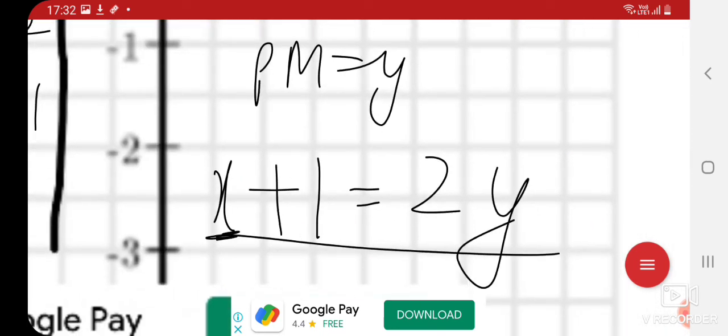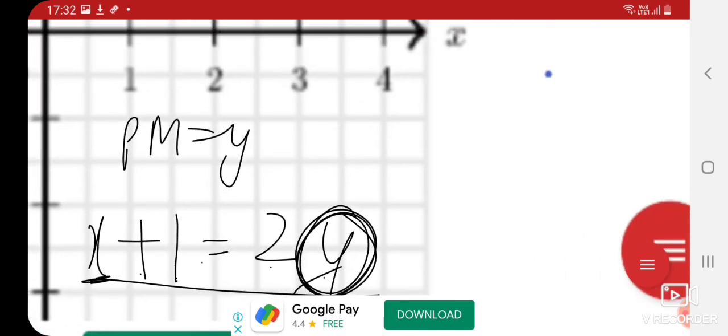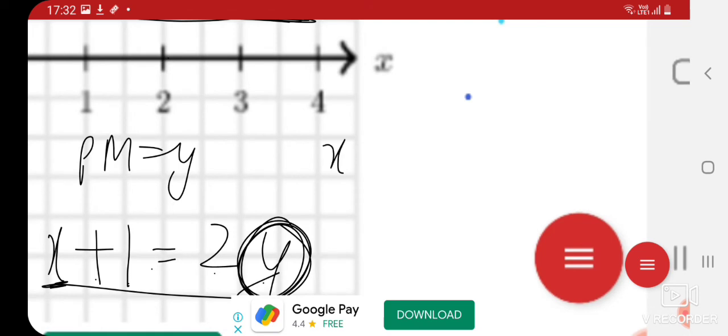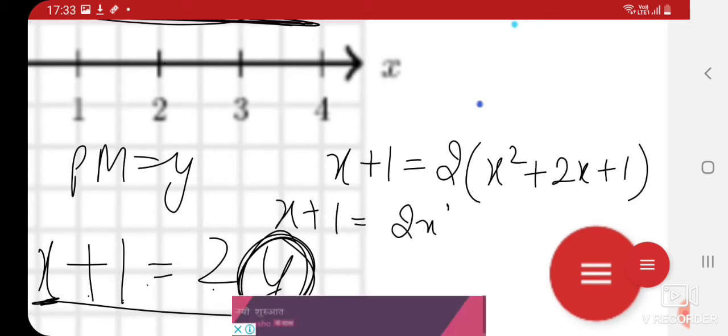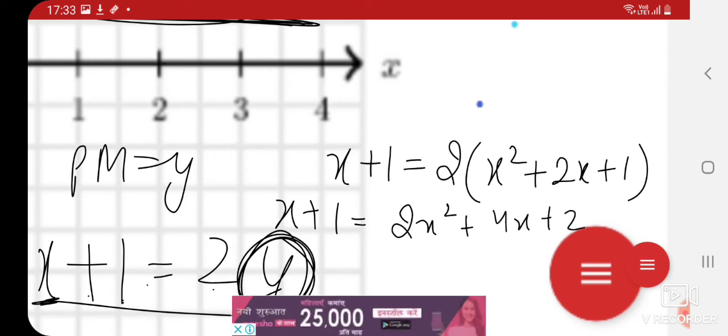That means x plus 1 equals 2y. Here you can put the value of y, so x plus 1 equals twice of x square plus 2x plus 1, right? That means x plus 1 equals twice of x square plus 4x plus 2. Then when this 4x comes here, it will be minus 3x.